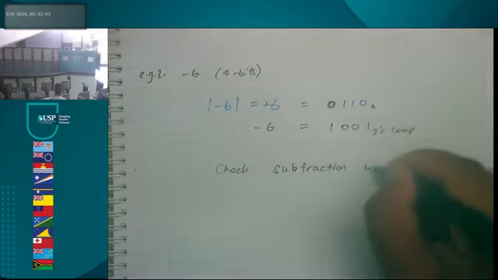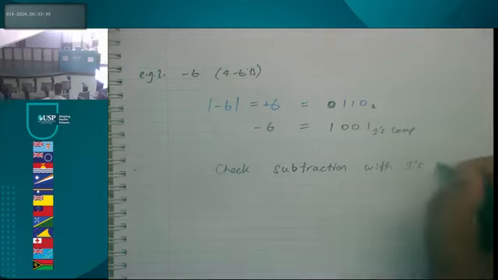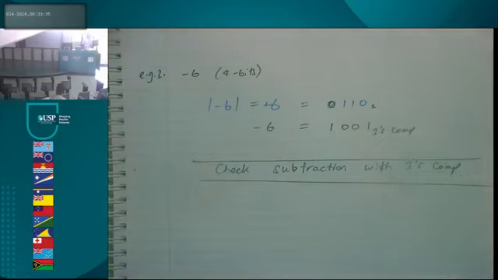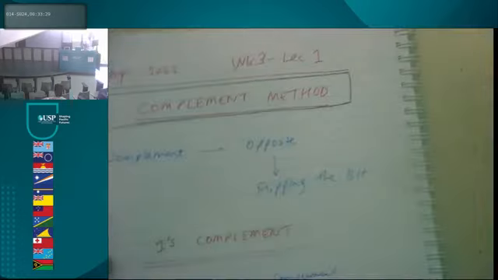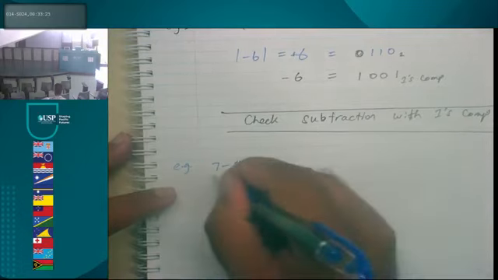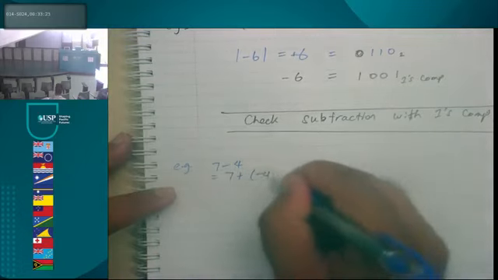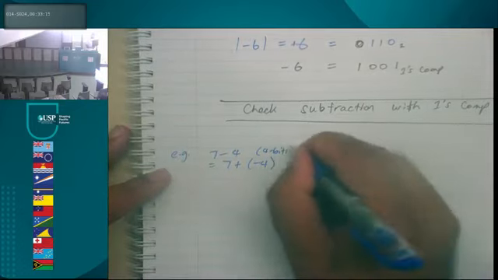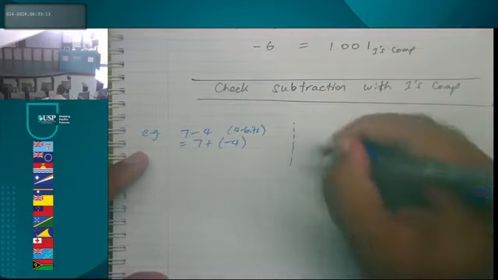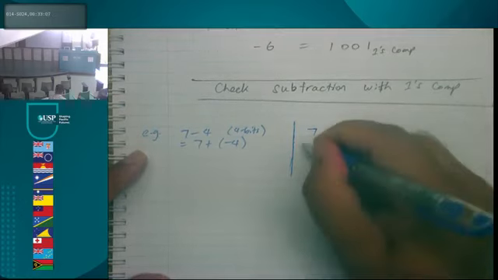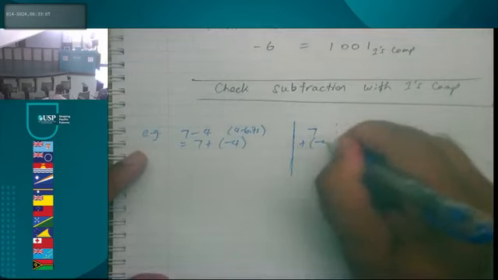All right, now let's check subtraction with 1's complement. Let's redo that example from early on. What example was it? 7 minus 4. 7 minus 4 is the same as doing 7 plus negative 4. Let's do this in 4 bits. So you have 7 and you have plus negative 4.